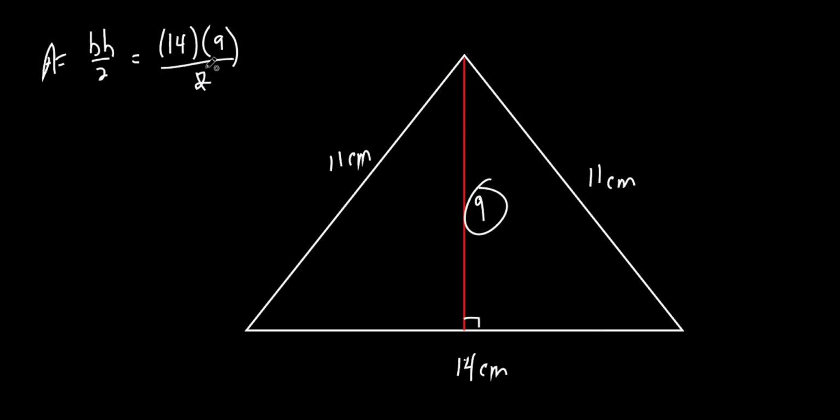2 goes into 2 twice, right? And 2 goes into 14 7 times. So now it's just 7 times 9, which is 63. Don't even need a calculator, do I? Now, it is in centimeters, so you can't forget what? Centimeters squared. Don't square the 63, square the centimeters. Circle it, and you're good to go. Make sense? All right.